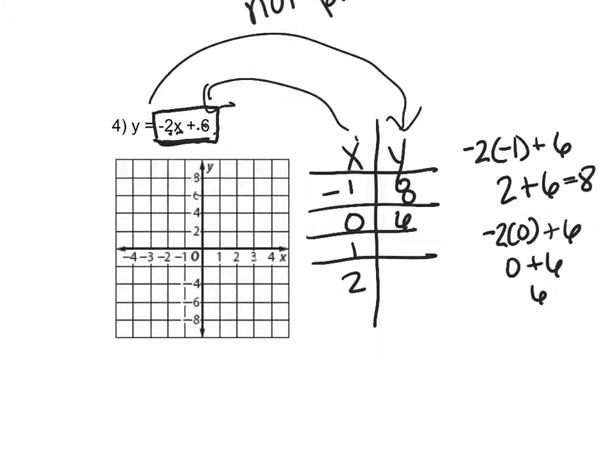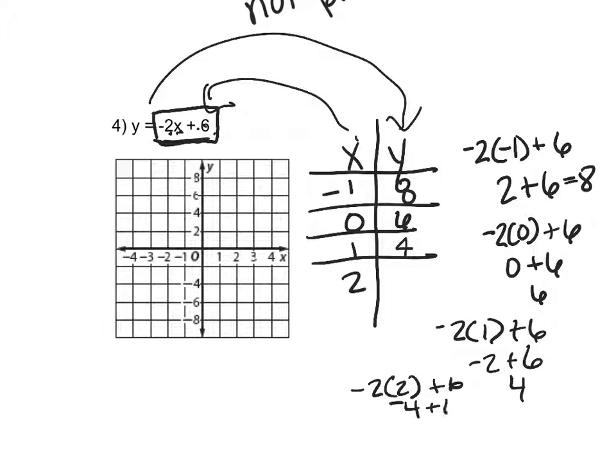So let's look at the next one. Negative 2 times 1 is what? Negative 2, right? Plus 6. Negative 2 plus 6 is 4. And then the last one, negative 2 times 2 plus 6. Negative 2 times 2 is negative 4, plus 6 is just positive 2.